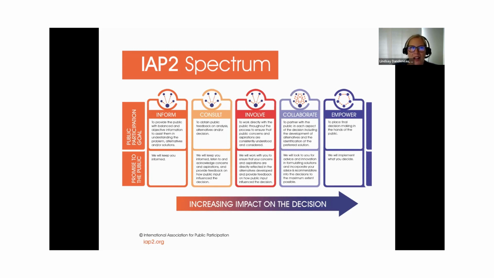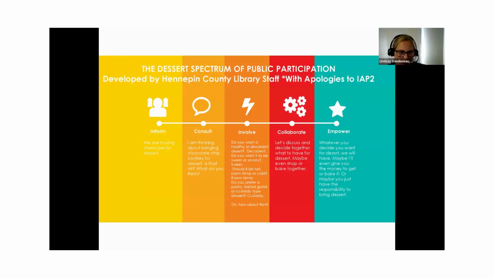So we might think about empower in terms of when we go to the ballots to vote in an election time. But typically you don't think of that in the sense of community engagement. This is a fun example that was come up with by a library county staff in the States. It is a way of really communicating and getting the point across of what the spectrum is. So we'll go through this example.